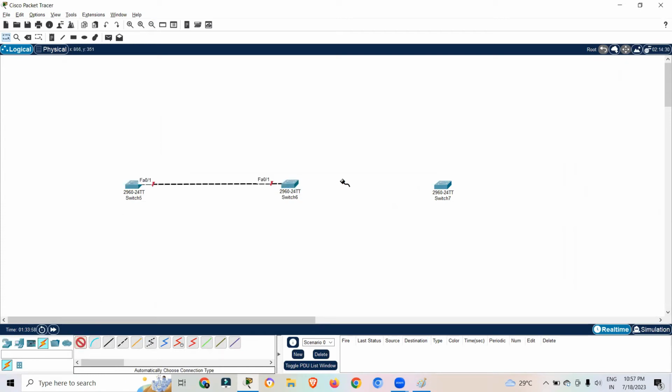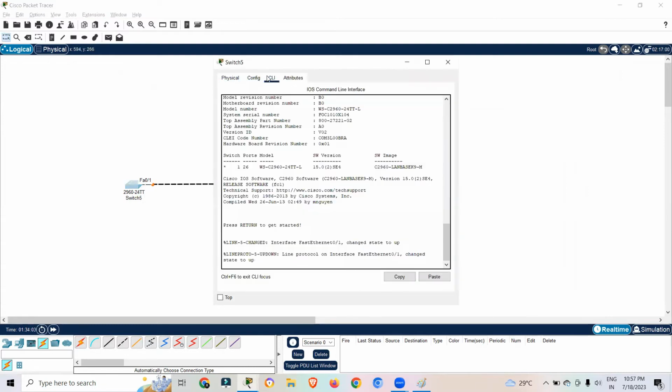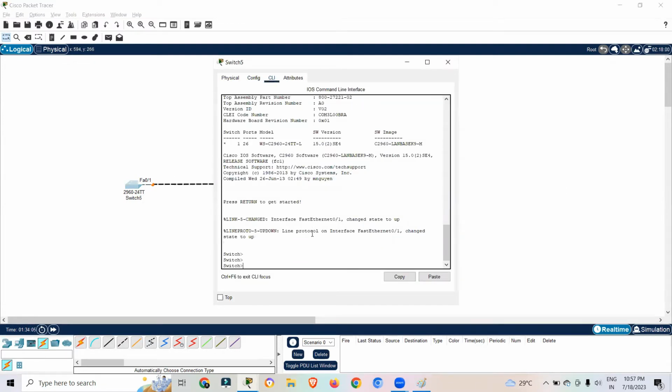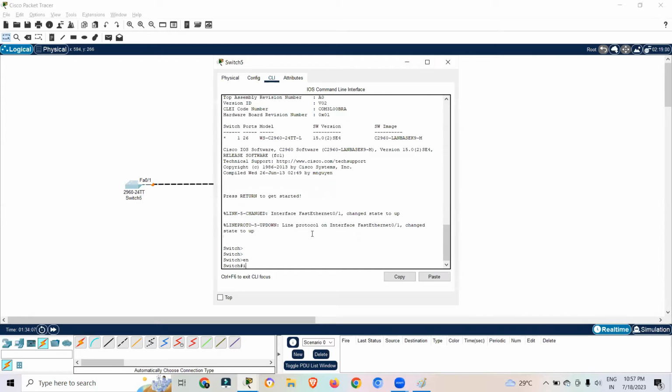Let me connect all these. Okay, and when I see the status of all these three, let me check the status. Enable, show interface FA0/1 switchport.